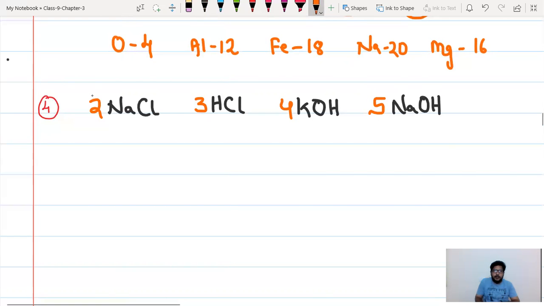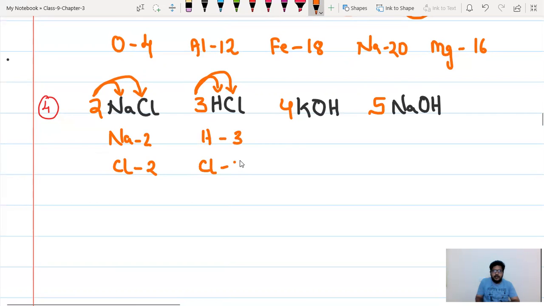then this 2 count is given to sodium. At the same time 2 should be given to chlorine. So how many sodiums are there? 2. How many chlorines are there? 2. Now 3 should be given to hydrogen, 3 should be given to chlorine. So now number of hydrogens 3, number of chlorines 3.